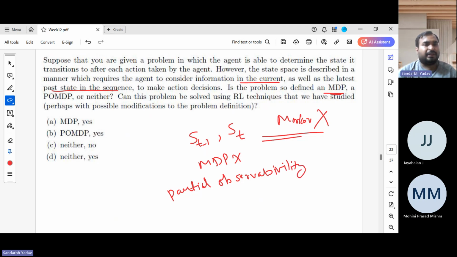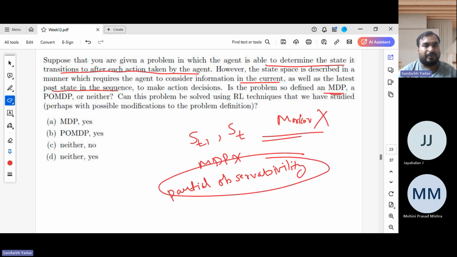But here they have given that the agent is able to determine the state it transitions to after each action taken by the agent. So there is no partial observability because it can determine it. They haven't mentioned explicitly that there is some partial observability, so we cannot say it's a POMDP. So it's not a POMDP.